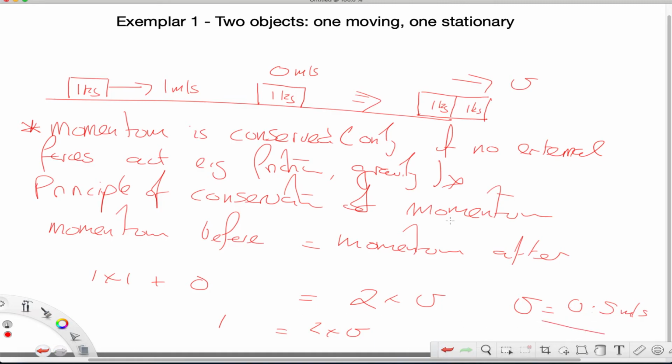So we have taken this direction as positive. So there are no velocities going to the left, so that's all nice and simple. To the right is positive in this example.